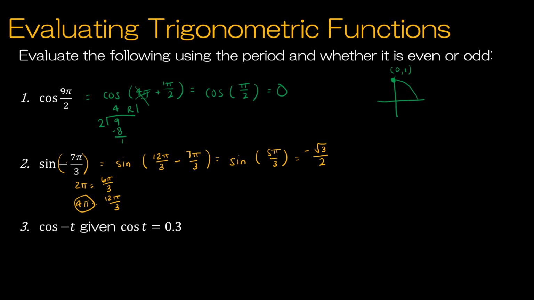The last one is giving us a value for cosine of t, and we're asked to find cosine of negative t. So cosine of t is 0.3. Now remember that cosine kind of looks like this. And we said it was an even function, meaning that whatever happens on one side can get reflected across the y-axis. So changing the sign to negative doesn't matter because cosine of t is equal to cosine of negative t. Both are equal to 0.3.